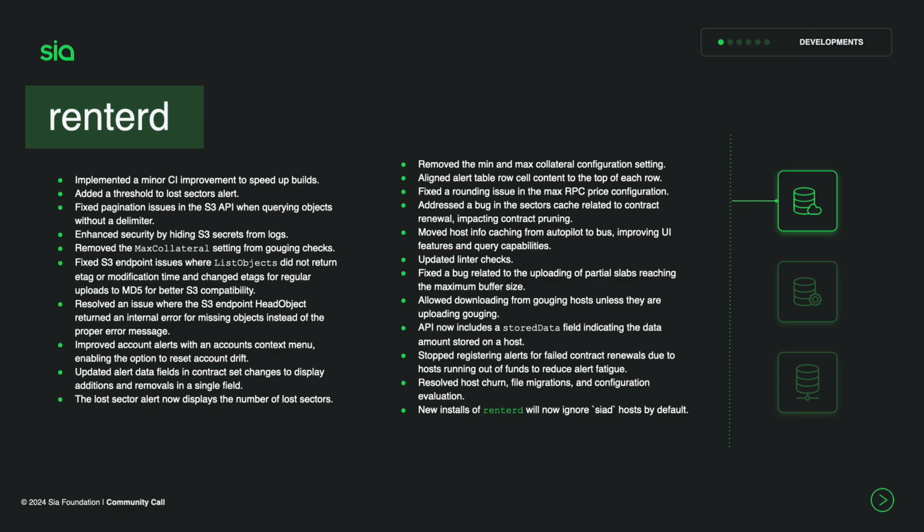We've modified our download policy to allow downloads from hosts that are gouging, except in cases of upload gouging. The API responses that include host information now contain a stored data field, indicating the amount of data stored on the host. We've decided not to register alerts for failed contract renewals due to host financial issues, to reduce alert fatigue. We've corrected the bug in the config evaluation endpoint. We fixed an issue with sector uploads to contracts that were renewed during the upload.